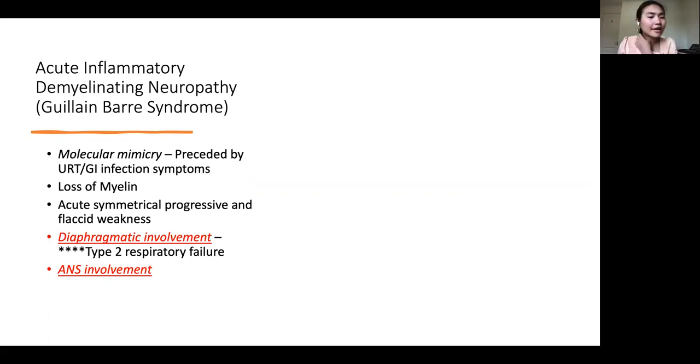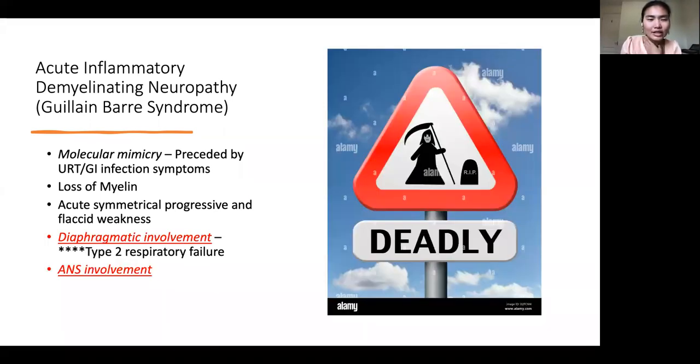It can also affect the autonomic nervous system, so the patient can have tachycardia, arrhythmias, etc. My point is, it is a deadly condition. There aren't a lot of emergencies in neurology, and this is one of the neurology emergencies. That's why it's really, really important for you guys to know about this condition.